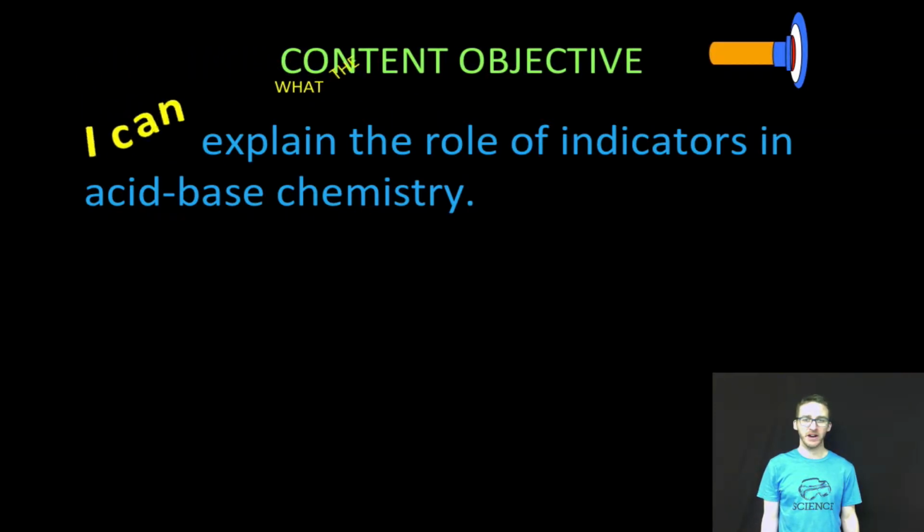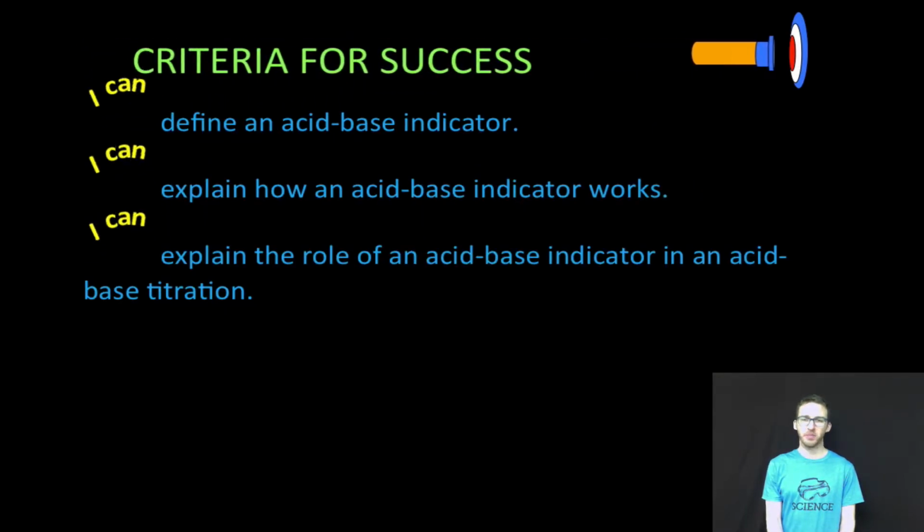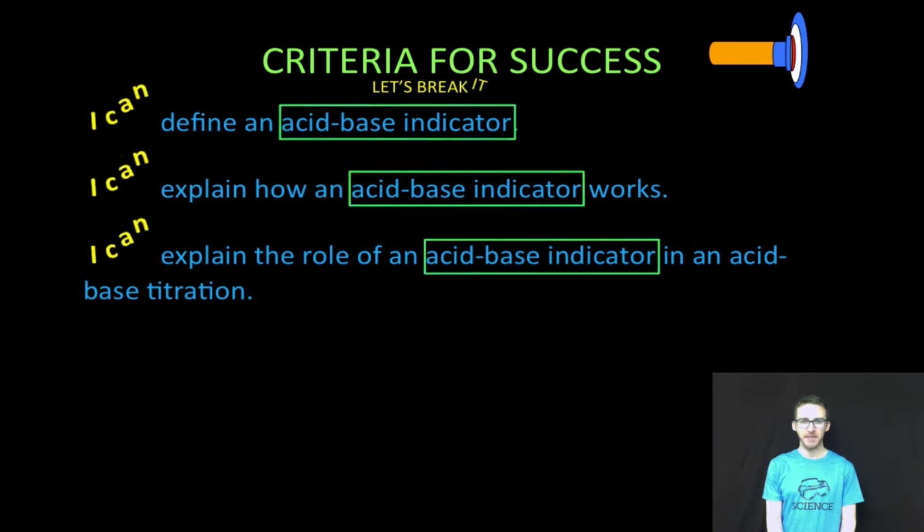Mr. Boylan here, and what in the heck are we gonna do in this video? This time, we need to explain the role of indicators in acid-base chemistry. What are they for? Why do we need them? As always, breaking it down, this time into 3.